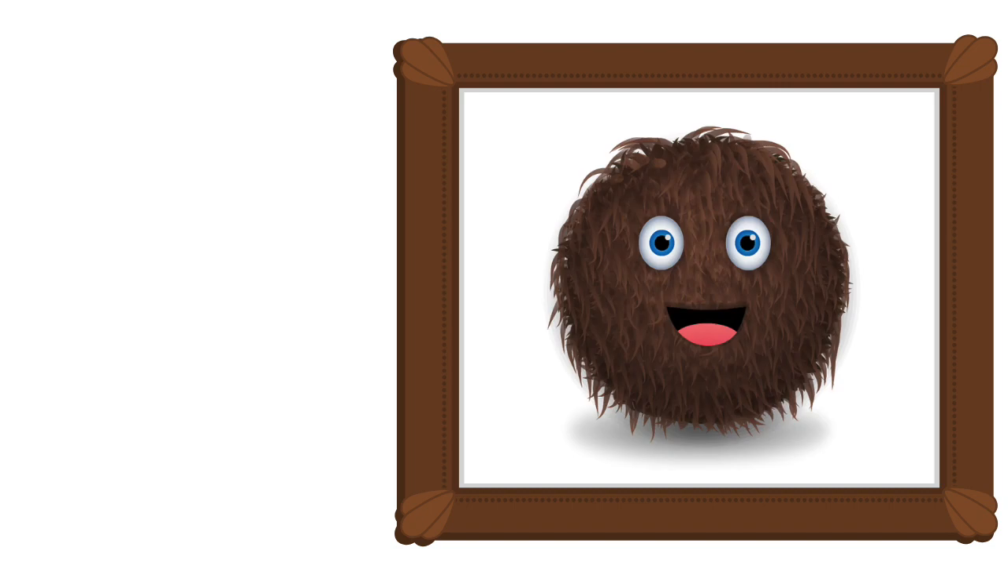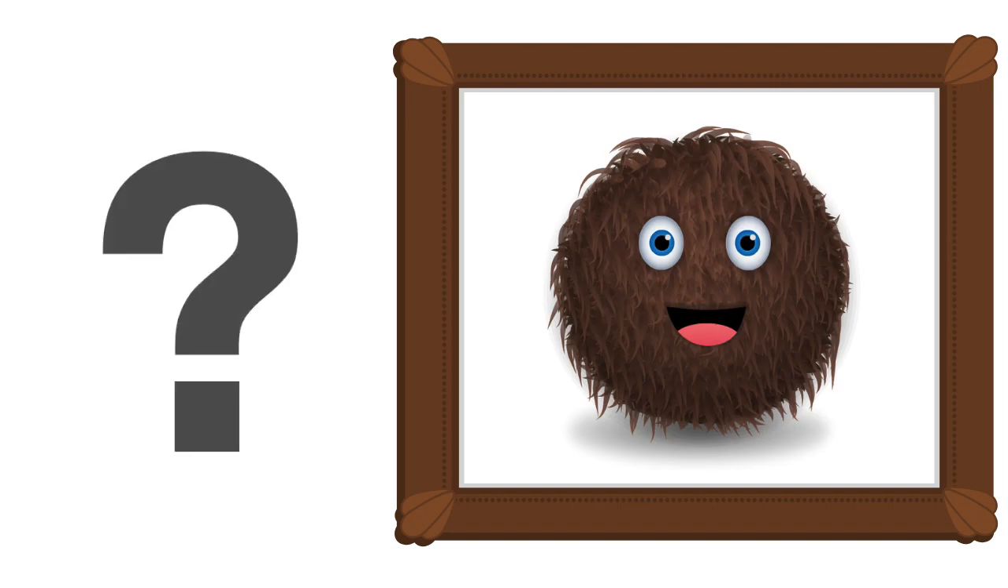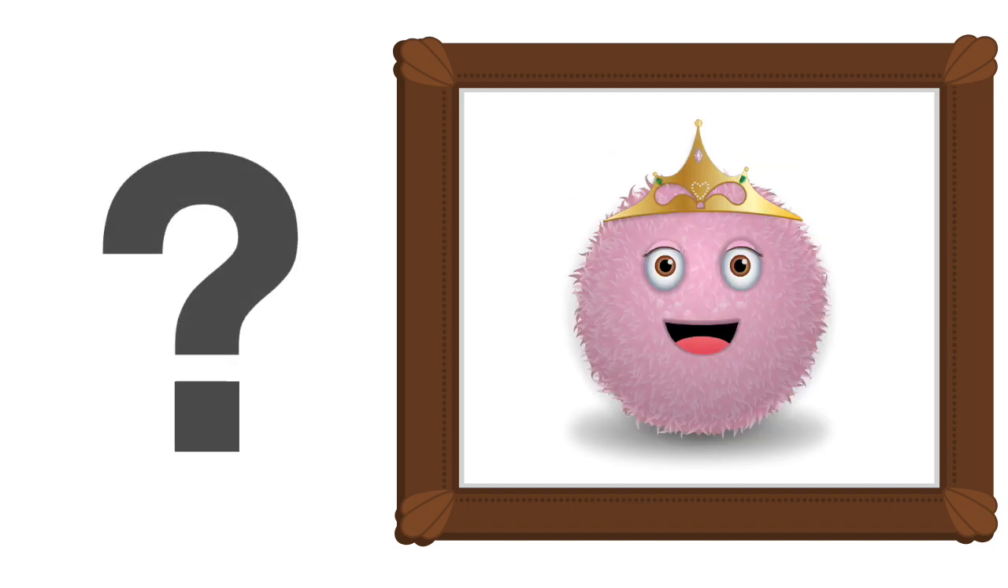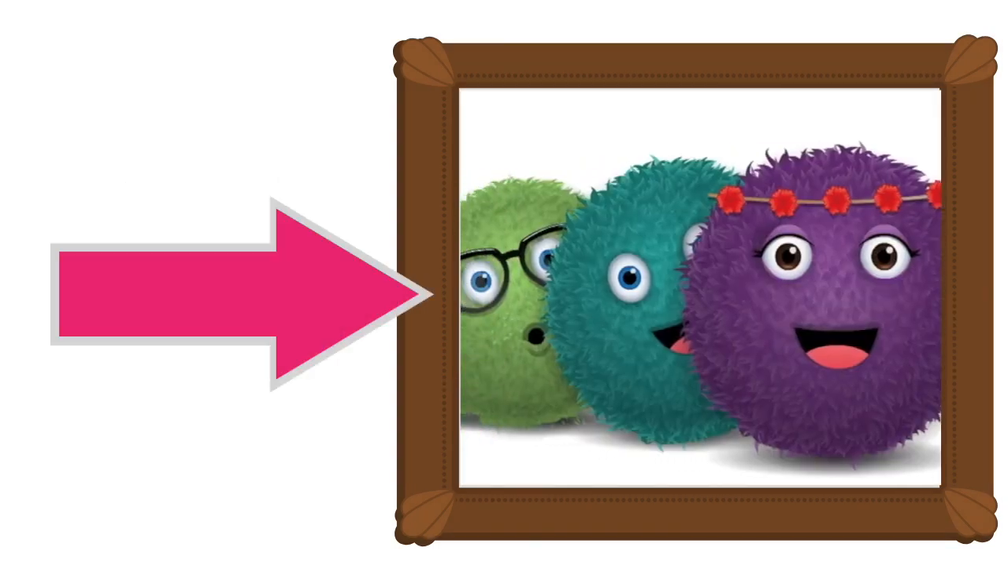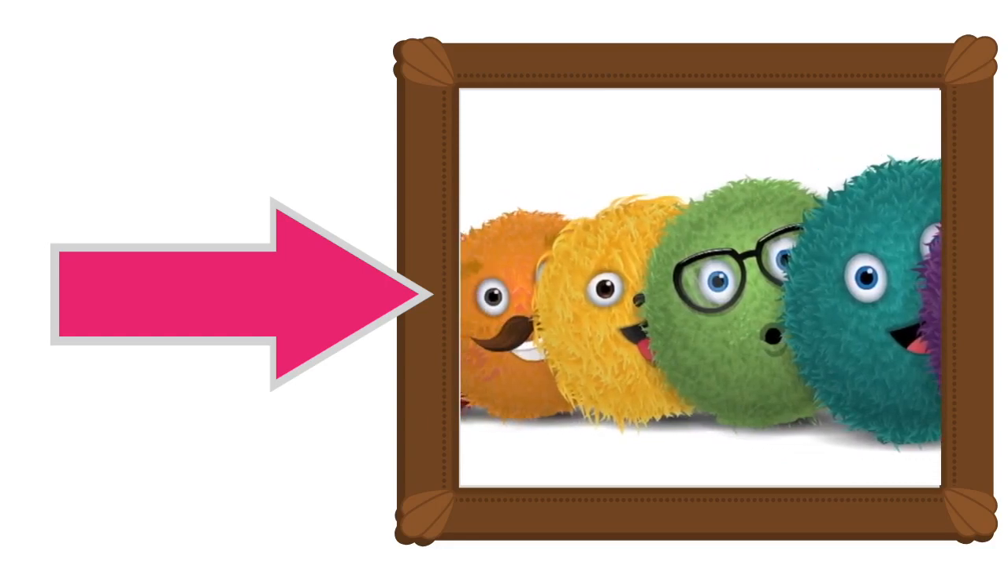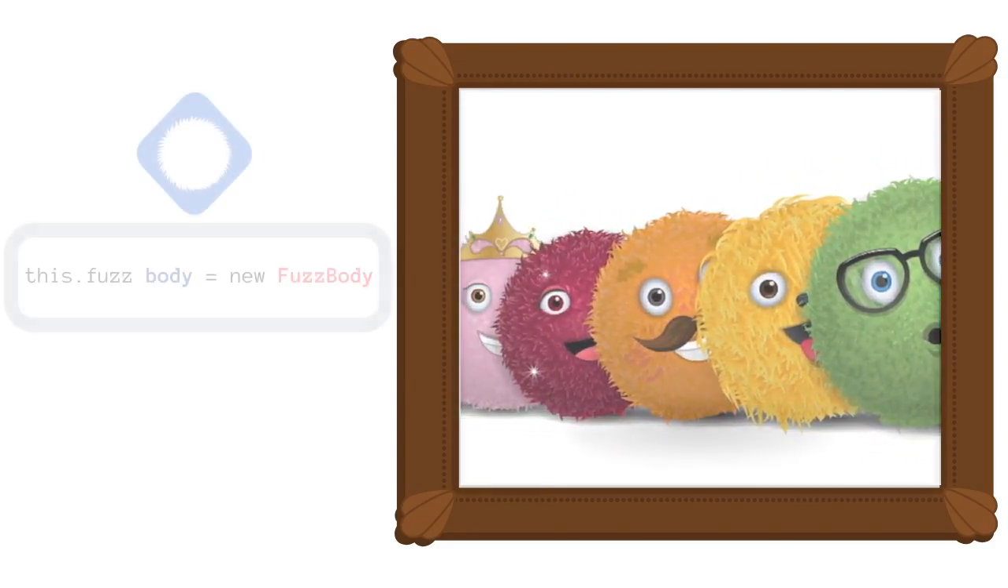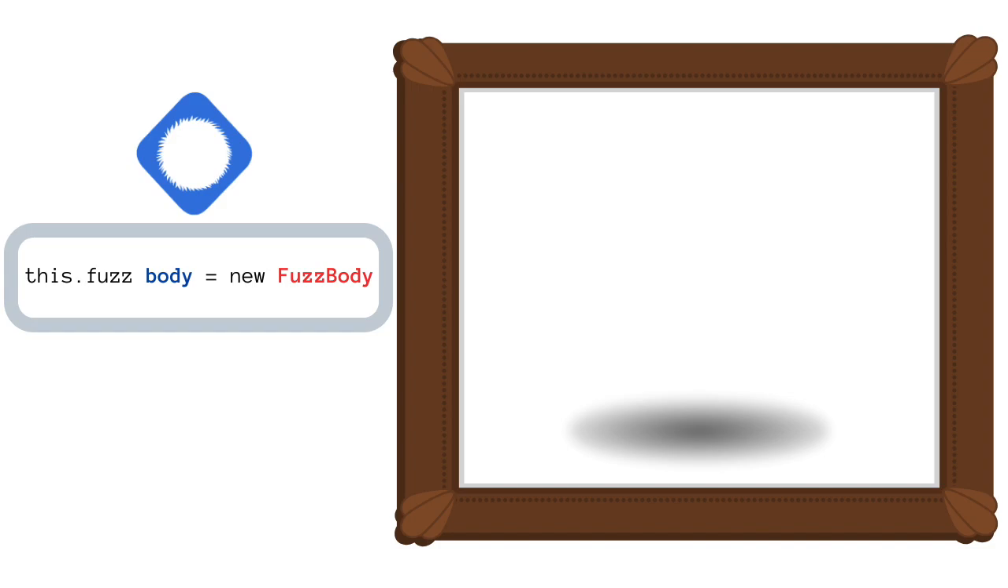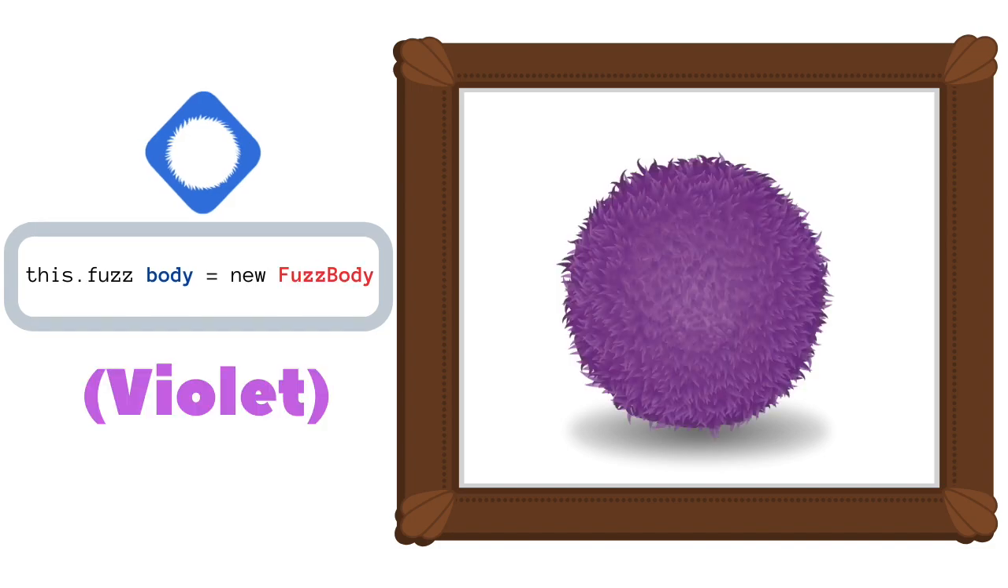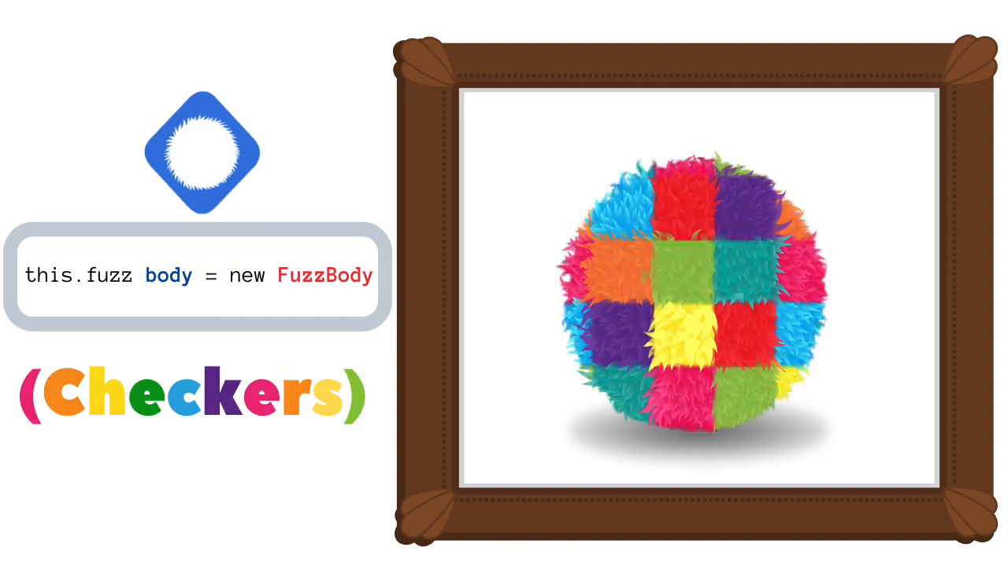What's the value of the color property for Shaggy? Here I go. What about Princess? Properties are important because they help us tell all the fuzzes apart. The cool thing is that as a programmer, you can assign or change a property's value in your code, and it will change what a user sees.